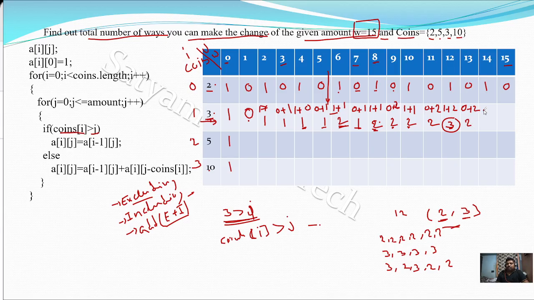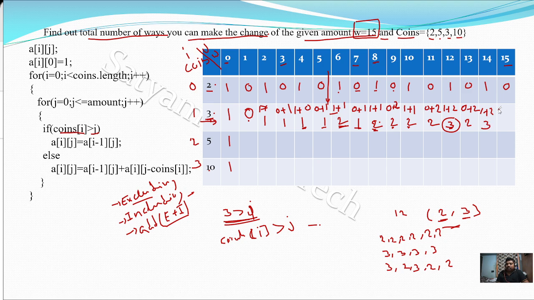Here the previous value is 1, plus, if you can include 3 also, that means 14 minus 3. Okay, 14 minus 3, that is 11. In the 11th column, you can see here it is 2. So 1 plus 2, that is 3 ways.